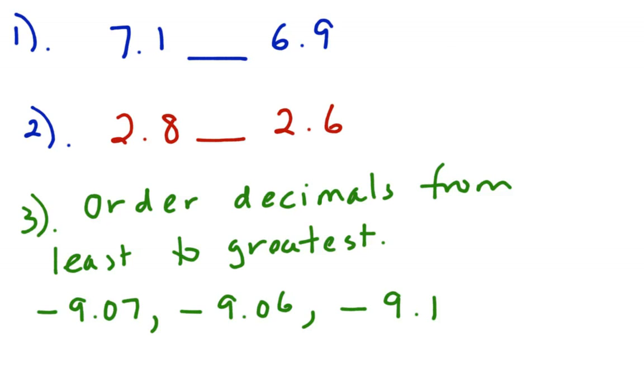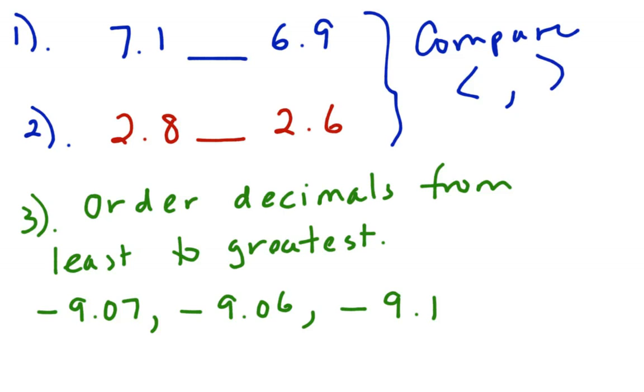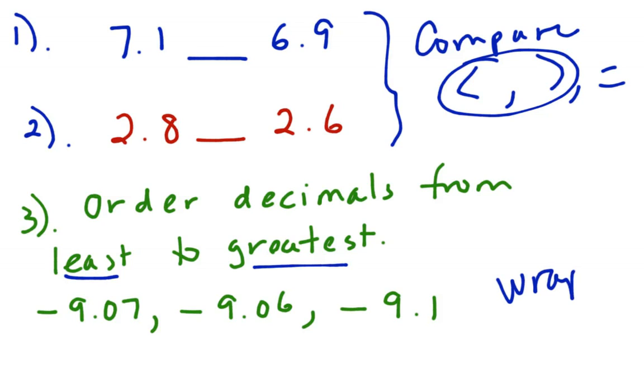All right, so now we have 3 practice problems. I want you to compare 7.1 and 6.9, and so you need to use a less than symbol, a greater than symbol, or an equal to symbol, but we can see they're not equal. So greater than or less than for the first 2, and then you want to order the decimals from least to greatest. Once you're done with that, you're going to do your wrap up. That's it.